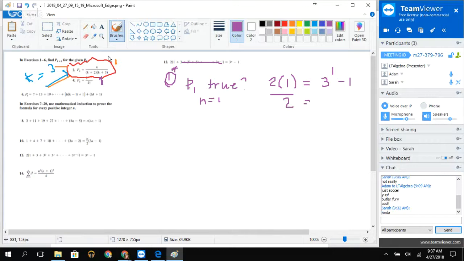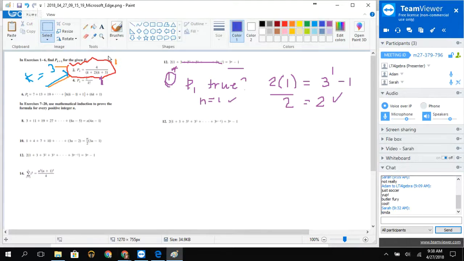To get my right-hand side of the equation, I have 3 to the n power minus 1, and I'm looking when n equals 1. So 3 to the first power is 3, minus 1, which is 2. P sub 1 is true. We like step 1 in mathematical induction, right? Usually, if it works out. Okay, so now step 2.